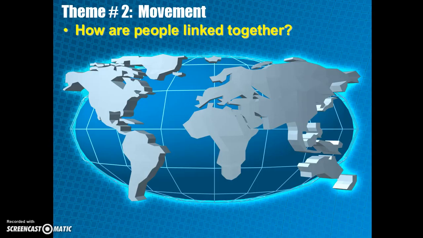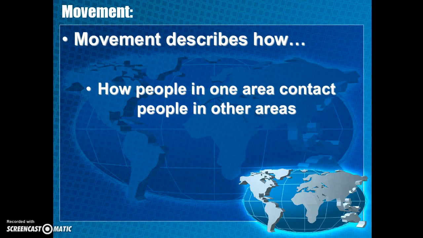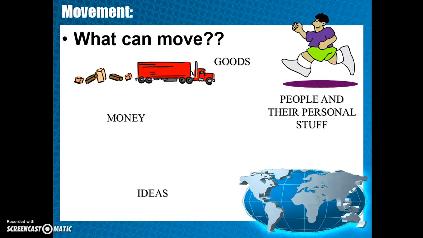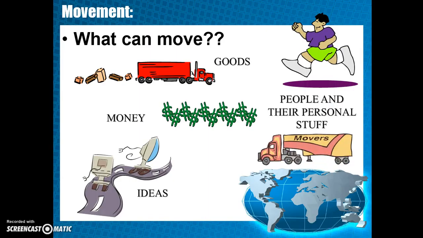Theme 2 talks about movement. How are people linked together? Movement describes how people in one area contact people in other areas. Not just people can move around. Of course, we move goods, we move people and their personal stuff, we move money, we also move ideas.